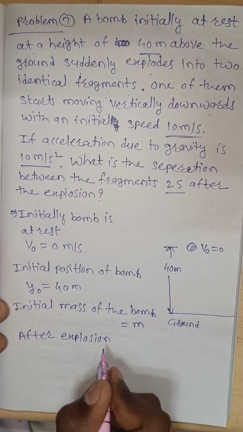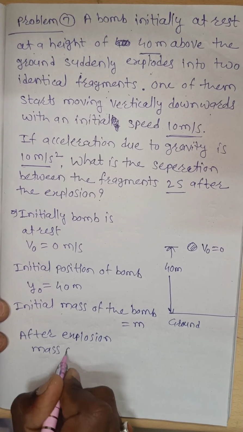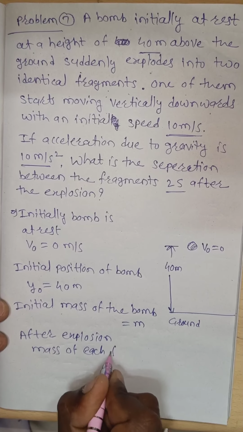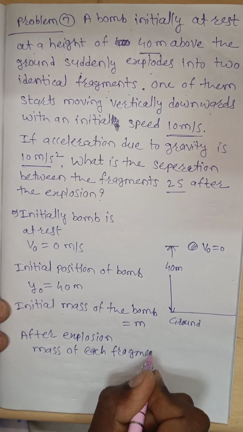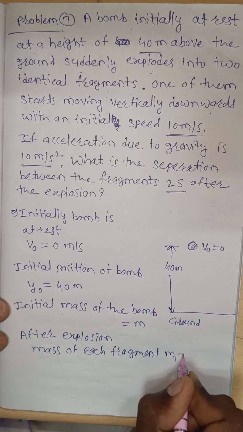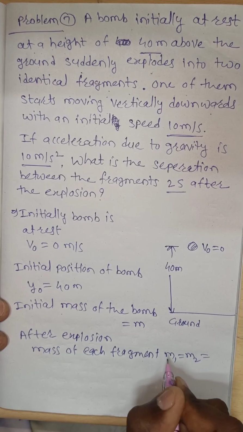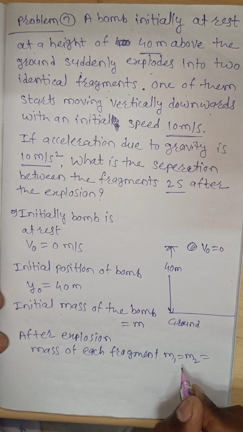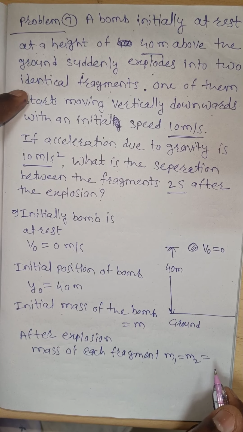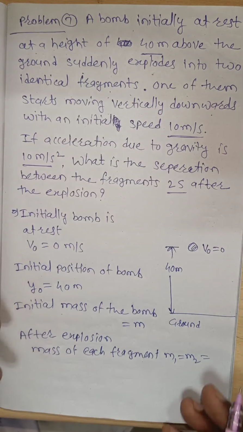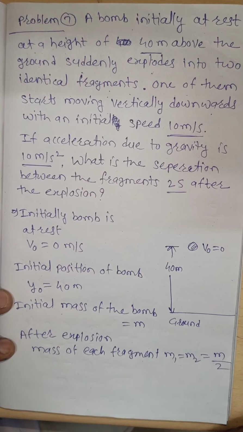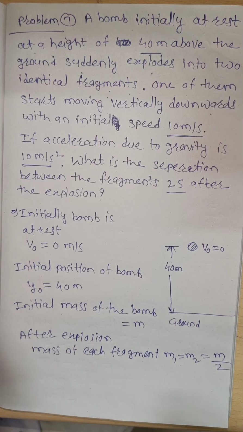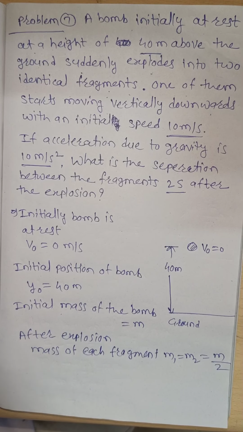the mass of each fragment: the first fragment we call m1 and the second fragment we call m2. The mass of the first fragment is equal to the mass of the second fragment, since they are identical. The whole mass is divided into two parts, so the mass of each fragment is m by 2.